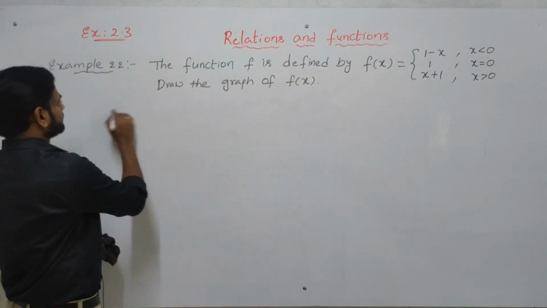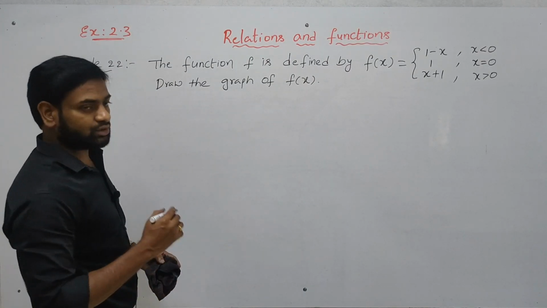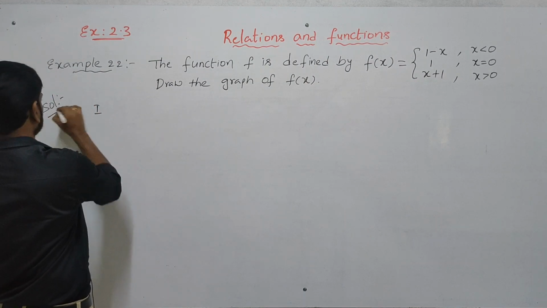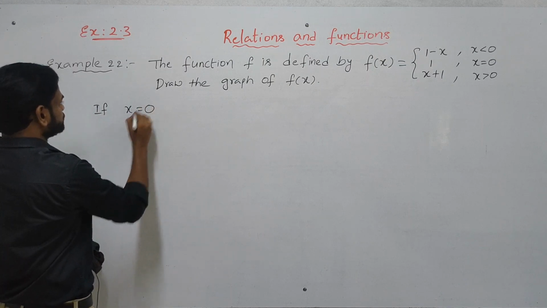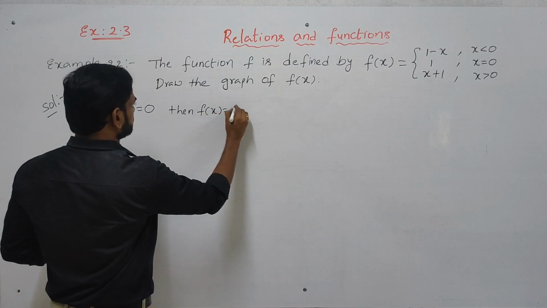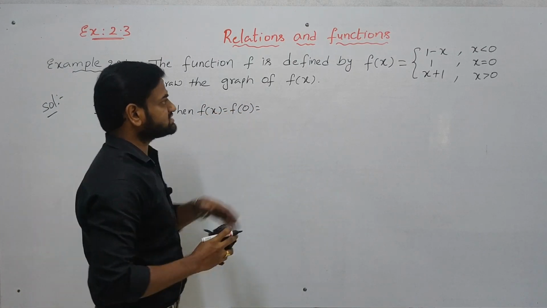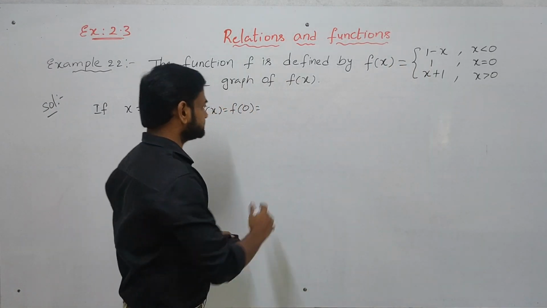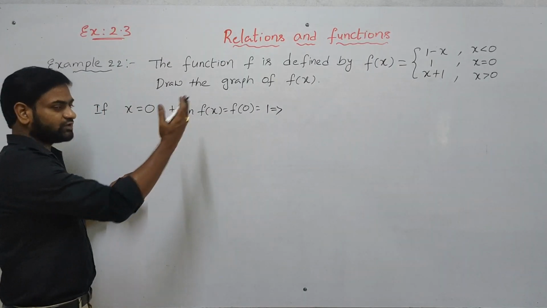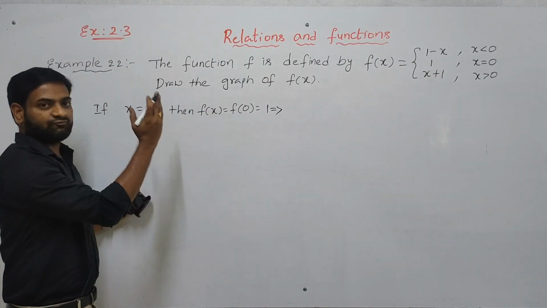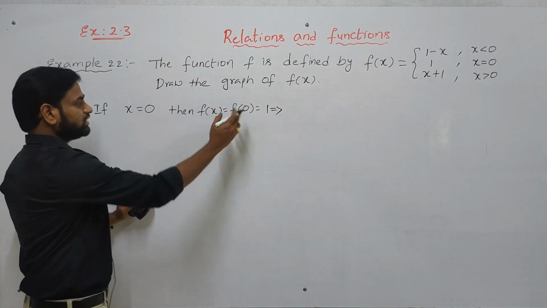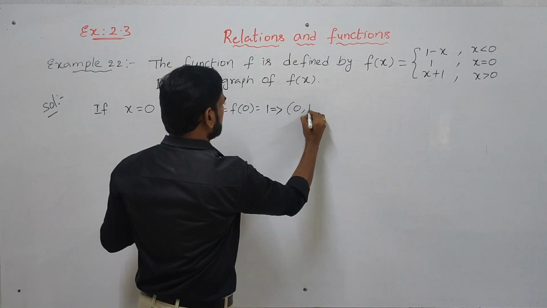Now see, first I am taking x value is 0. If x equal to 0, then f of x equal to f of 0, which is 1. Now what is the point? The point is x comma f of x, that means x comma y. So x value 0, y value is 1. That is 0 comma 1.